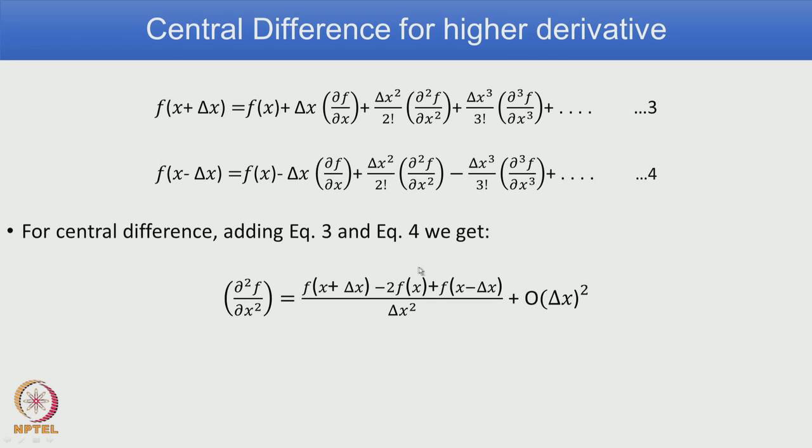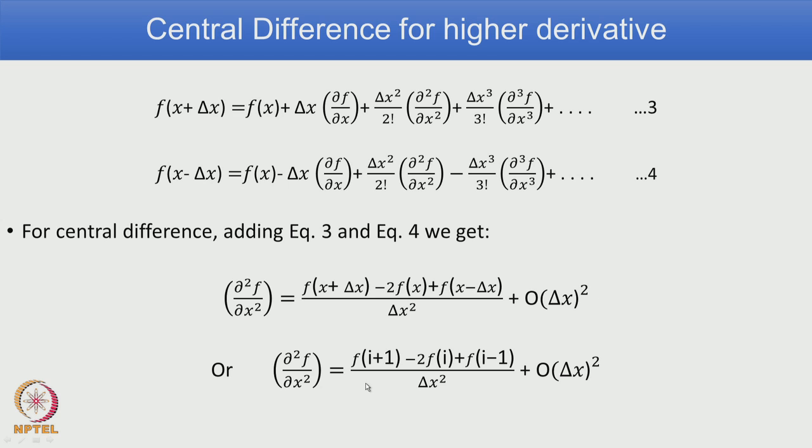So, you can observe the function value at the point of interest and function values on either side, which is x plus Δx in the forward direction and x minus Δx in the backward direction. These values are used, so it is called the central difference scheme, and this is evaluated for the second derivative. And you can also write it in i form, that is what is given here as [f(i+1) − 2f(i) + f(i−1)]/Δx², of order Δx squared.